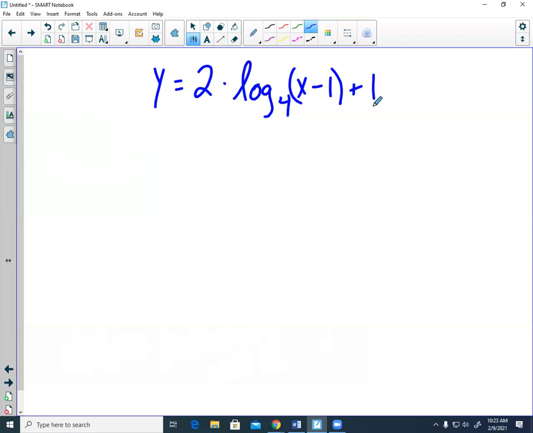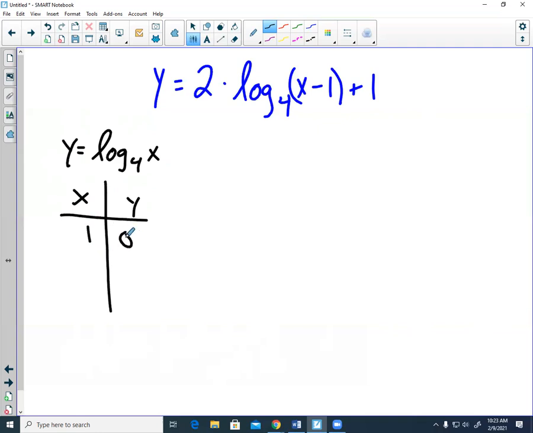All right? So my parent function is going to be y equals log base 4 of x. And then remember, my table went 1, 0, B, 1. When I plugged in 1, I got 0. When I plugged in B, I got 1. So that's really the only hard part. Everything else is stuff that we've been doing since literally the first week of school.